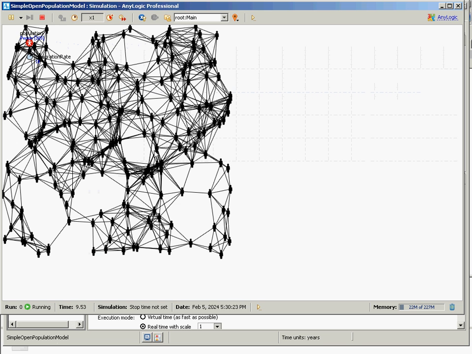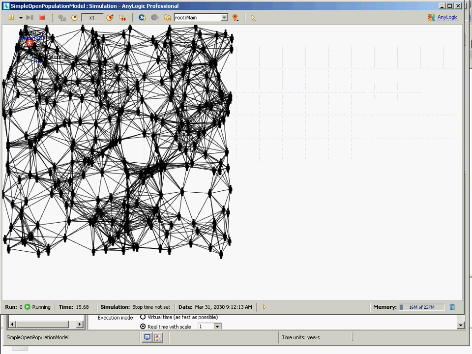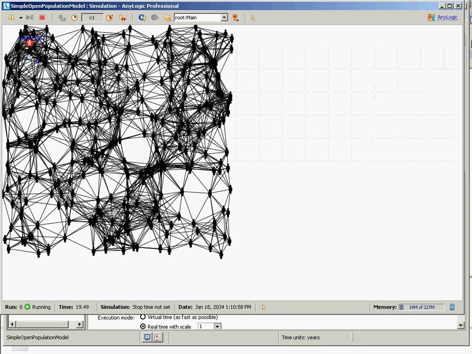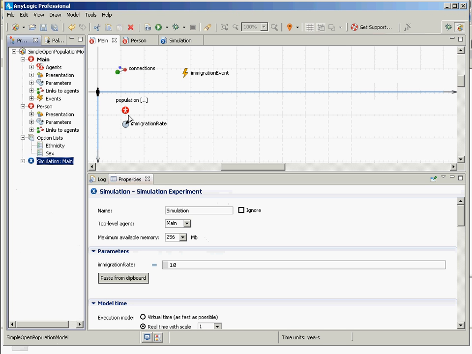How about processes associated with, vital processes associated with birth and death? Can we capture those? Let's try. So here we have that coming in. So we're actually going to do birth and death at the individual level. Let's go to person.